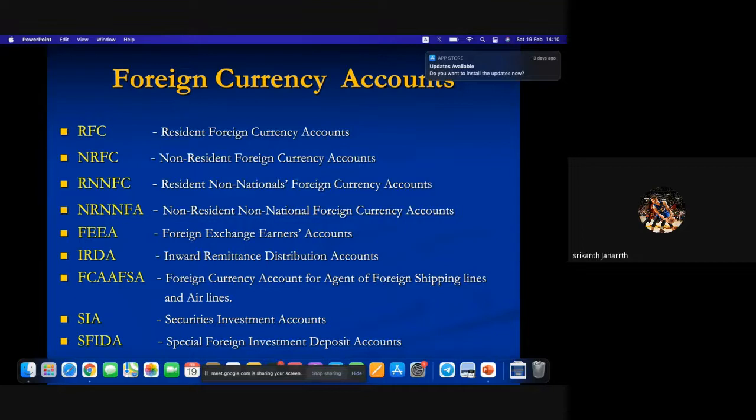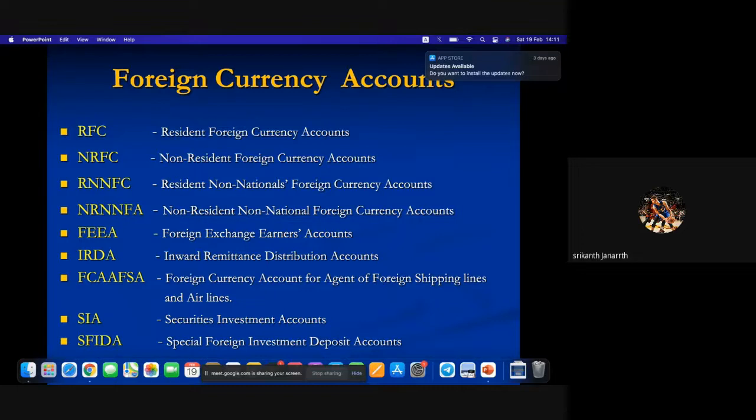You can see the other account, resident non-national. That means a resident visa. They are foreigners, non-national. For example, Indian doctors working at Lanka Hospital, right? Or foreign chefs working in 5-star hotels. They are on a resident visa. So you can treat them as non-resident. I'm sorry, they are resident, non-national. They are foreigners, non-national. They have been given a resident visa. So those people can open RNNFC. Then I told you about NRNNFA. What is that? They are non-resident. They have not come here as residents. They are foreigners. They also can open an account.